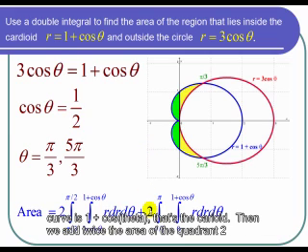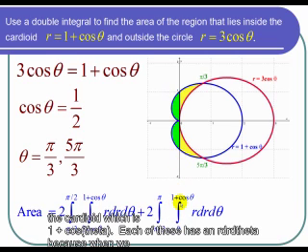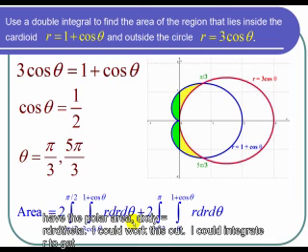And then we add twice the area of the quadrant 2 region, and that is going to go from pi over 2 to pi. And the inside curve now is just 0, and the outside curve is the cardioid, which is 1 plus cosine of theta. And each of these has an r dr d theta, because when we have a polar area, dx dy is equal to r dr d theta.